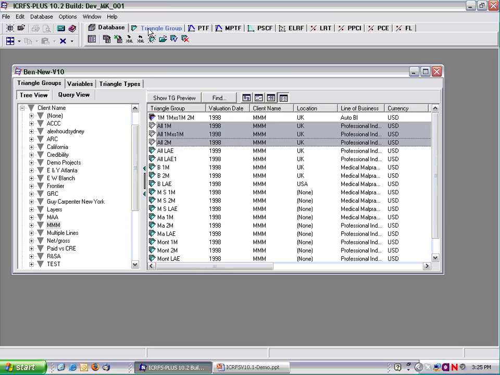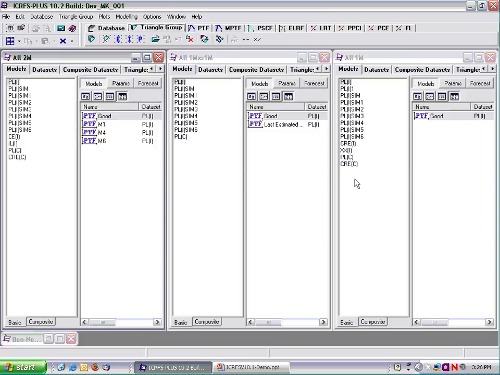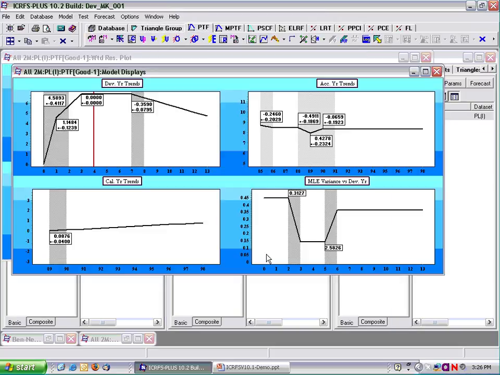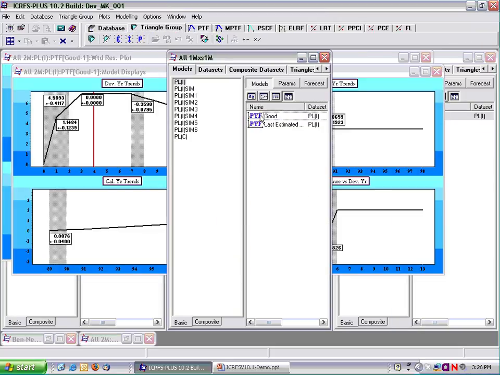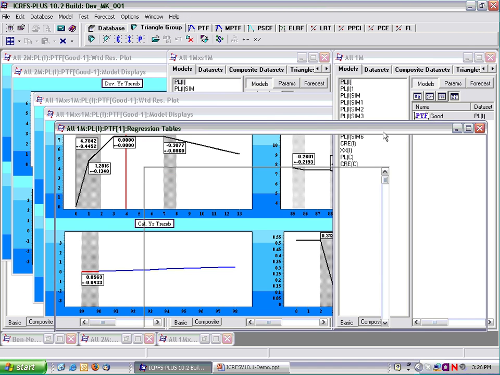So let's open the three triangle groups. And each one has the same model. What I mean by model, it has the same parameter structure, and that is that it has parameters in the same periods. So I can run, say, the good model here. Doesn't have the same parameter estimates necessarily. The good model for this triangle and the good model for this one.